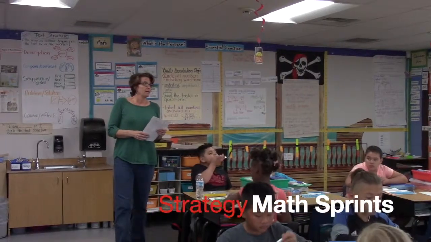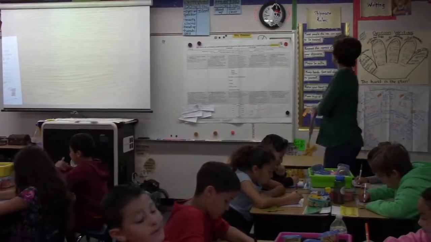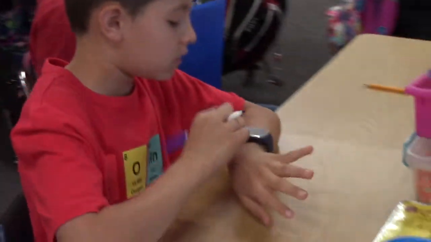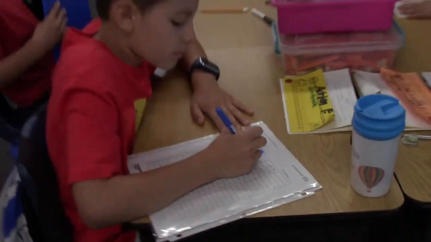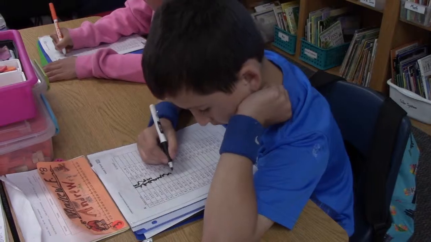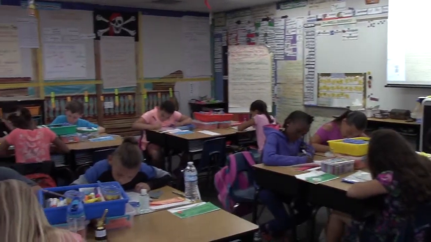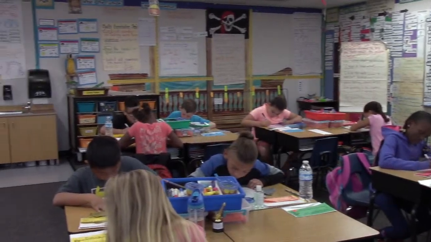All right, are you ready? Yes. Side A. On your mark, get set, go. The math block starts with math sprints to practice fact fluency. Students complete facts on 2 sides of a sheet. Then they compare the results on both sides.